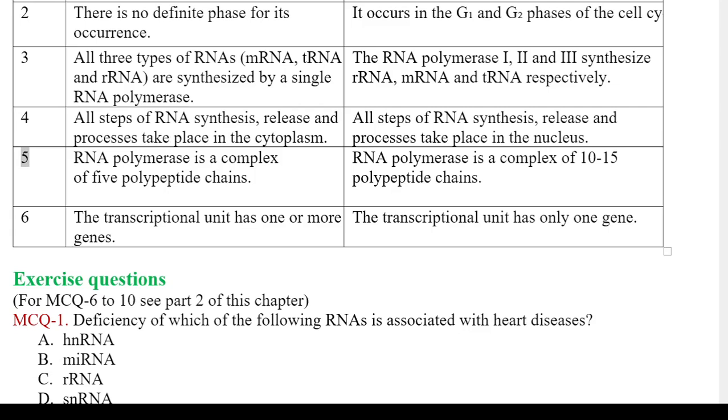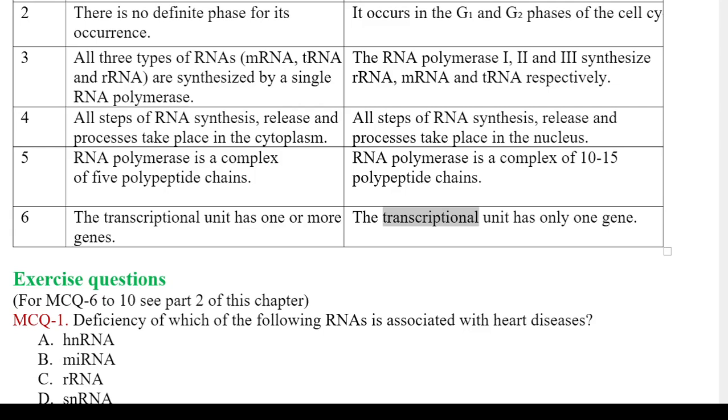Prokaryotic: 5. RNA polymerase is a complex of 5 polypeptide chains. Eukaryotic: RNA polymerase is a complex of 10 to 15 polypeptide chains. Prokaryotic: 6. The transcriptional unit has one or more genes. Eukaryotic: The transcriptional unit has only one gene.